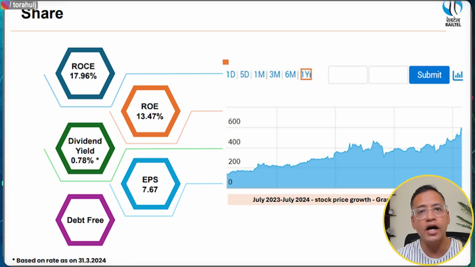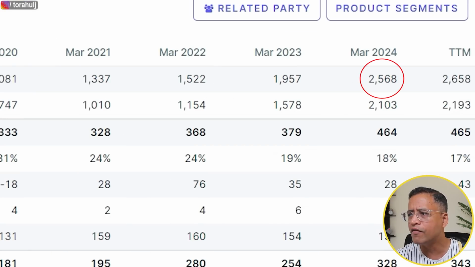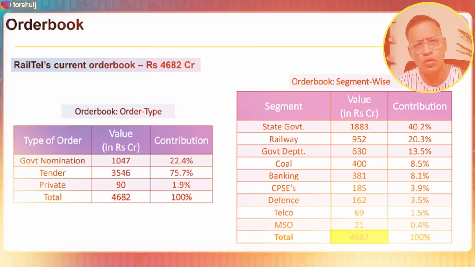If you look at the ROCE, ROE numbers, you will very quickly note ROCE is looking very good, around 18%. ROE is slightly on the lower side, around 13.47%. The company is debt-free, which is very good. If you look at the order book of this company, which is what William's factors could not capture here, this is the analysis we need to do. They are sitting at around 4,682 crores of order book. You can see the breakdown here as well. If I look at their revenues, 2,500 crores is what they did in March 2024. The order book is around 4,600 crores. So there is some visibility for 1 to 2 years in terms of the revenues.